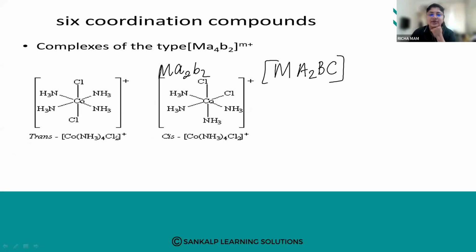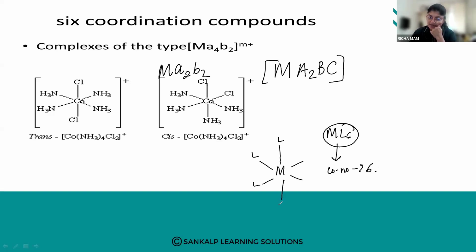The next we are going to discuss is geometrical isomerism in coordination number 6. Coordination number 6 means what? What do you mean by coordination number 6? The number of ligands around the central metal atom should be 6. The metal is there in the center and how many ligands are present? These are 6 ligands. So 6 ligands present means the coordination number of the central metal atom is 6.